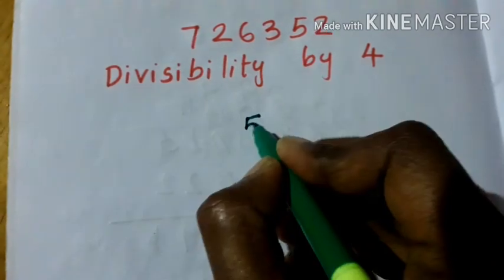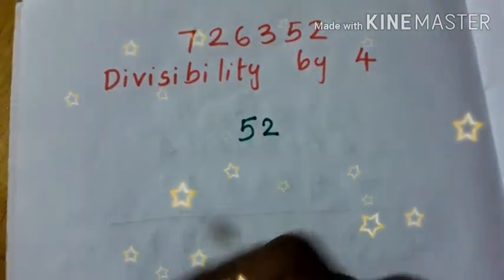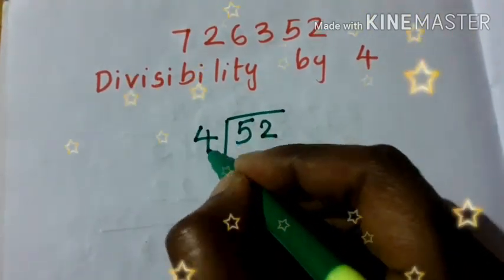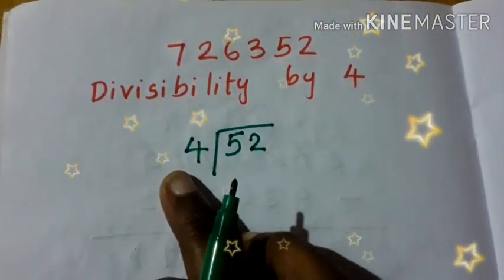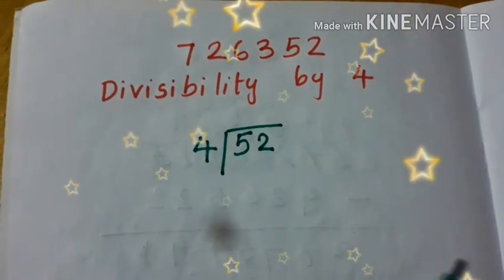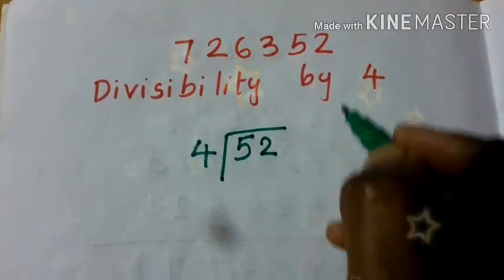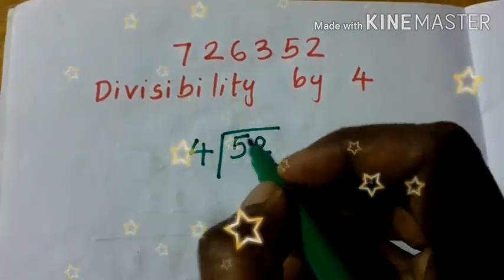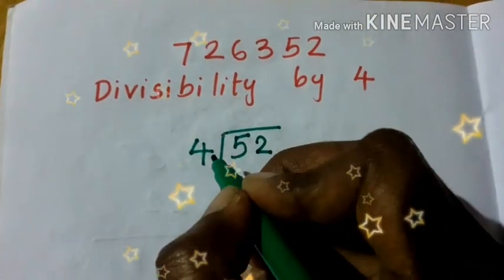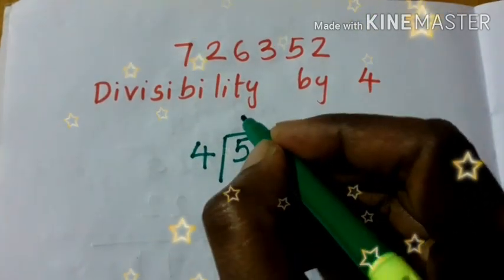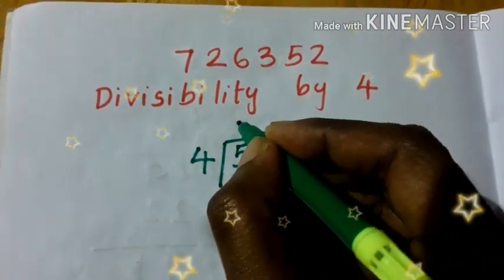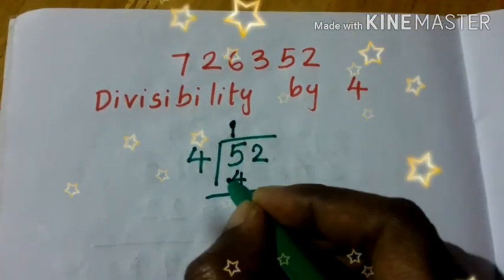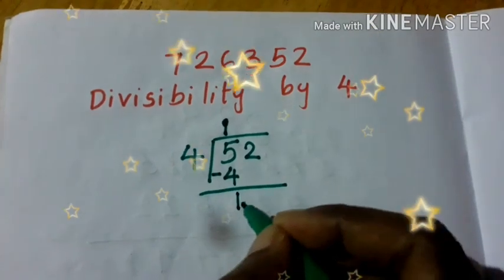So, take the last 2 digit number. Is it divided by 4 or not? It is divided by 4. We get the remainder 0. So, check that. Here 5 is greater than 4. The dividend is greater and the divisor is smaller. So, we take 5. Then 4 ones are 4. Then subtract: 5 minus 4, 1.